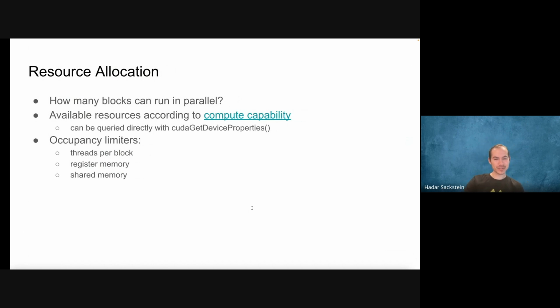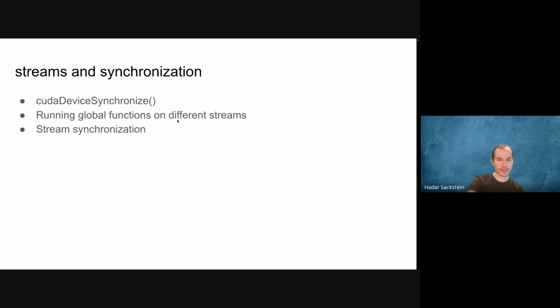Let's move on to streams and synchronization. So when you just write in CUDA, CPU and GPU code will run concurrently. So you can do a call to the GPU, and then the CPU will continue. If you want to synchronize between the host and device, you need to use this function, CUDA device synchronize.